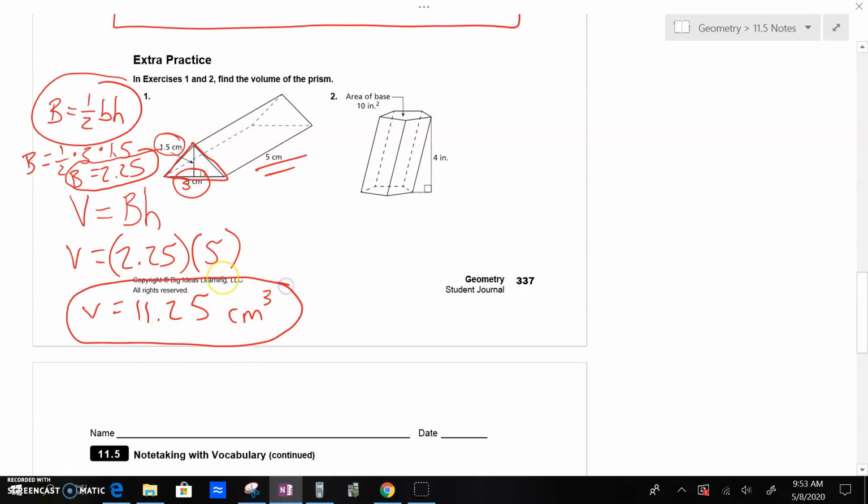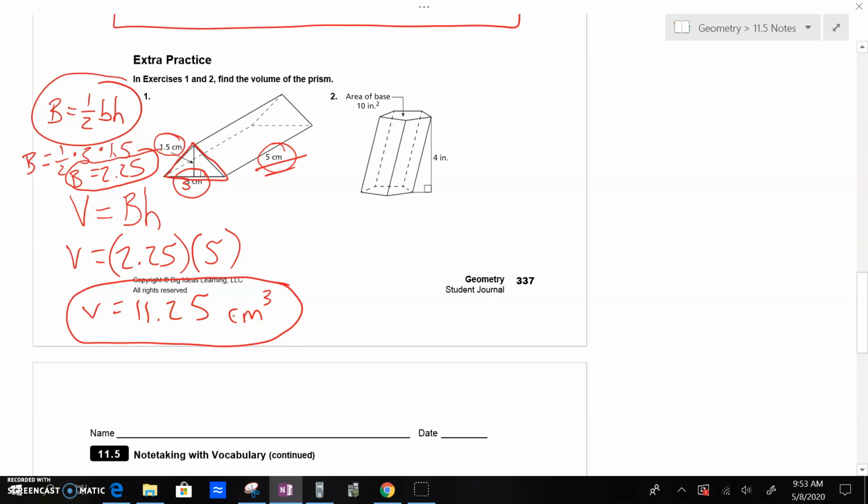And volume being cubed, area is squared. And if we just have a one-dimensional thing, it's linear. So the side length is considered linear, or centimeters. An area would be centimeters squared, and then a volume is centimeters cubed.